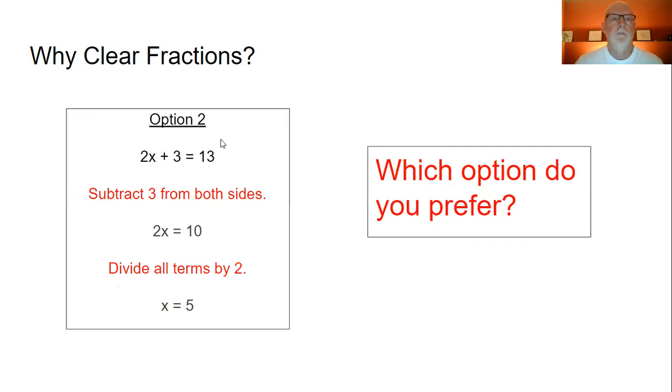Option 2, let's take the equivalent equation without the fractions. What do we do? Subtract 3 from both sides, divide both sides by 2. Boom. X is still equal to 5. Which option do you prefer? You said option 2. That's the option I prefer. I think this is much more straightforward once we cleared the fractions.